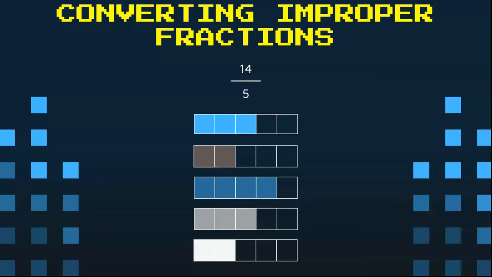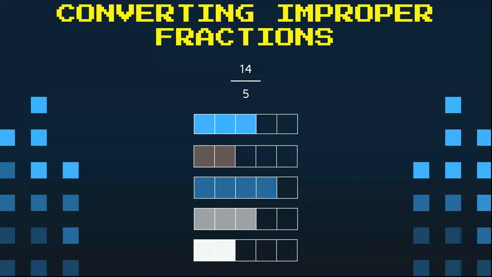There's 14/5. Now, why is it fifths? Is it fifths because there's 5 boxes of pizza? No. It's fifths because the pizzas, or the bars, are cut into 5 pieces each. And we have 14 pieces all spread out.